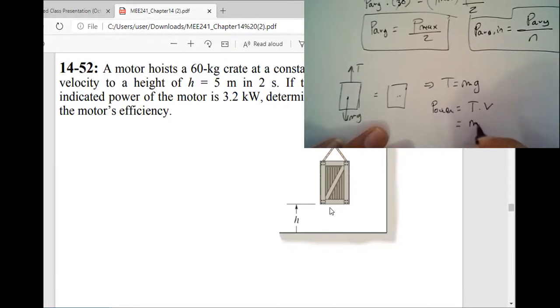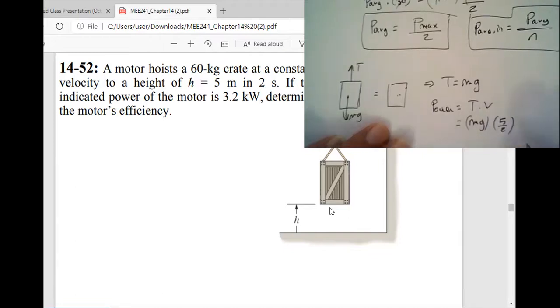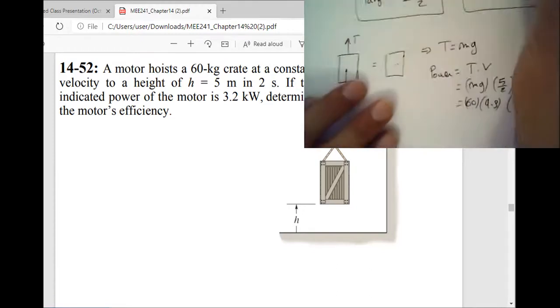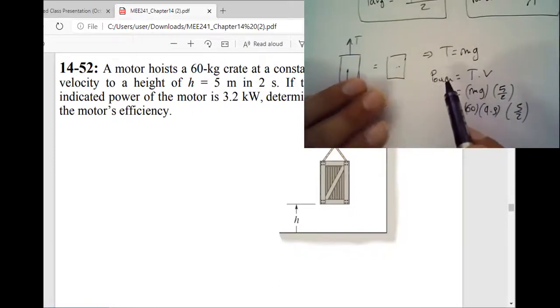It moved at a constant velocity. So mg times the velocity here, which is 5 meters per 2 seconds. So 5 over 2, right? What is m? 60 times 9.8 times 5 over 2. This is the output power. This is the mechanical power. Going back, the power in of the motor is 3.2 kilowatts.